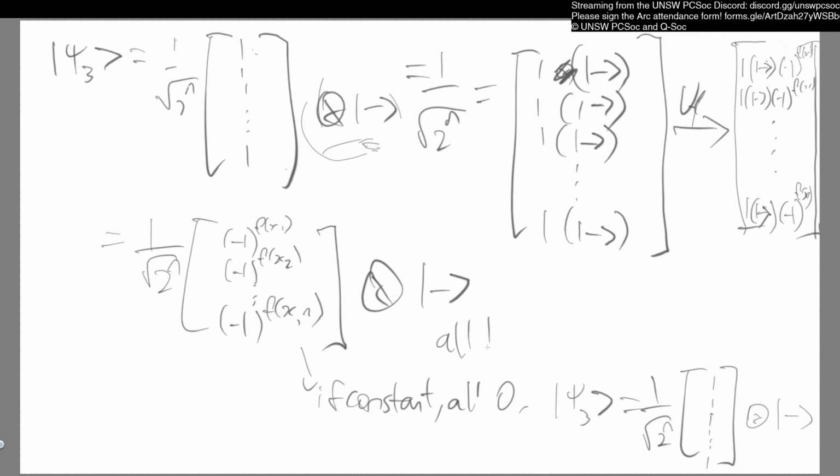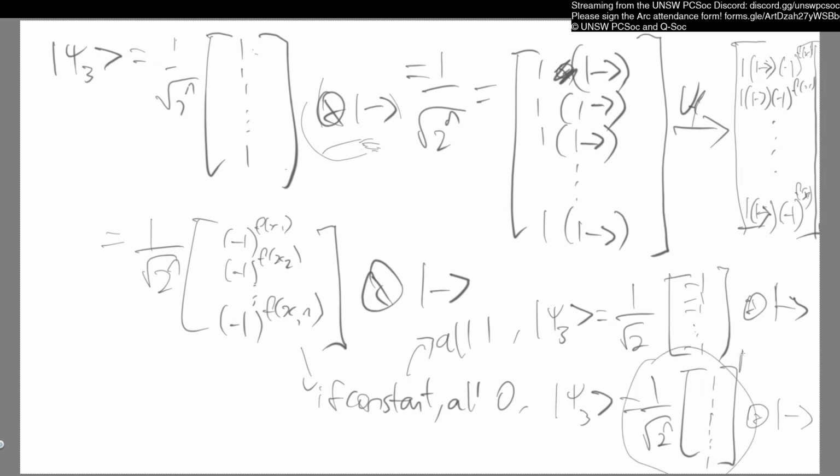If the function evaluates to all 1, then instead it will be minus 1 to the power of 1. That's just minus 1. So it will just be minus 1, minus 1, minus 1, and so on. Of course, the ancilla qubit is still lingering around. Okay, the trick is to Hadamard this first register again. What happens when you Hadamard the first register again?